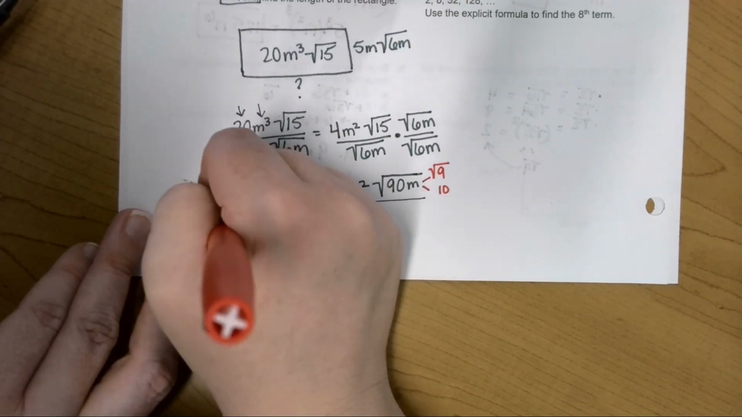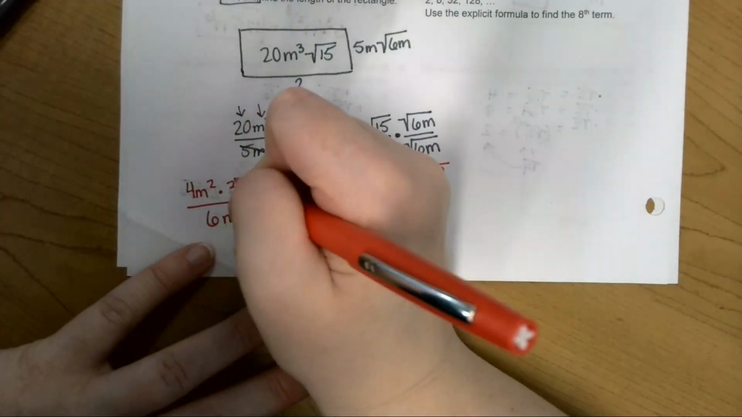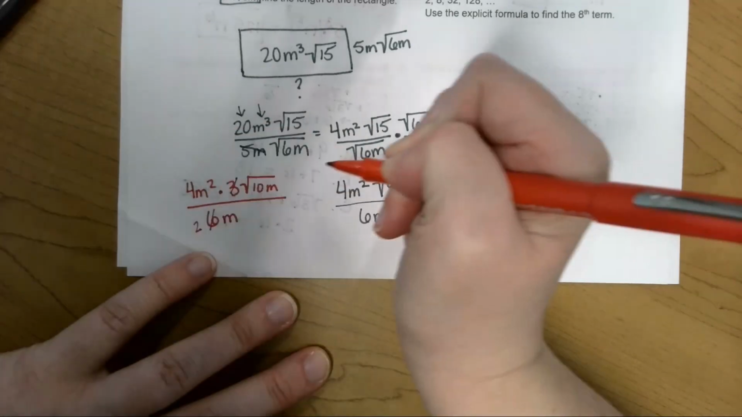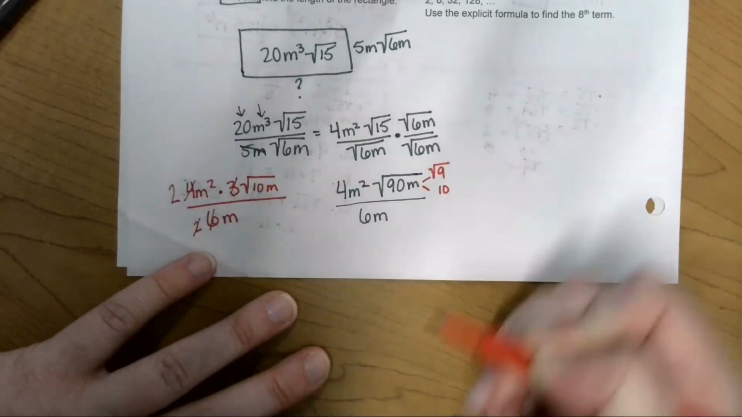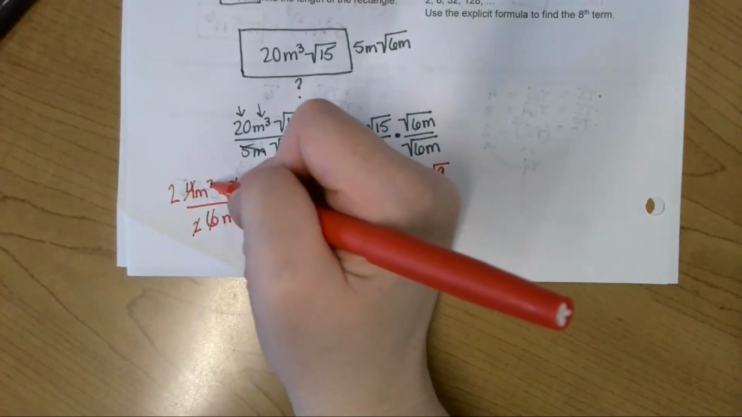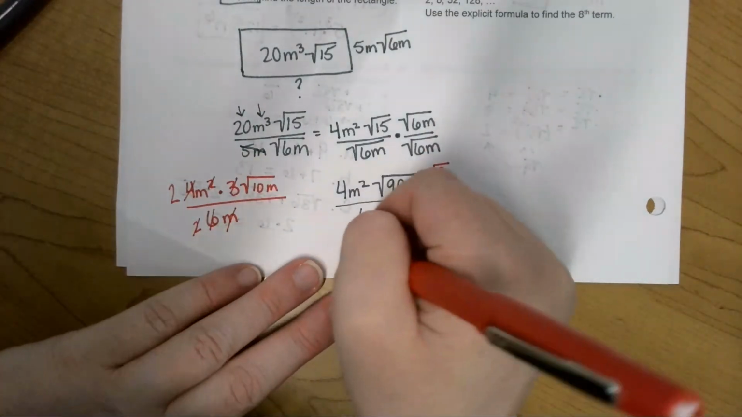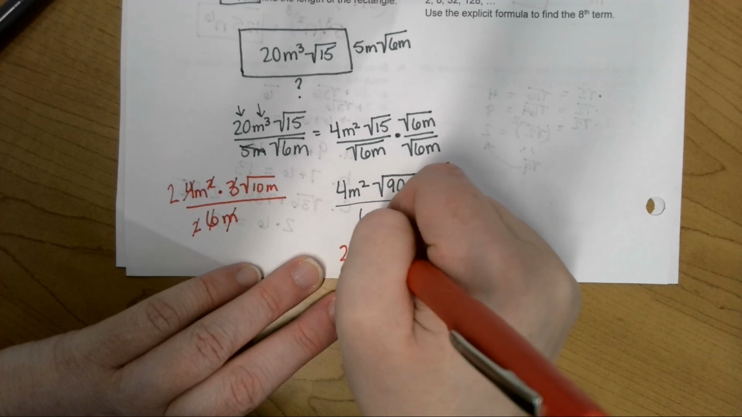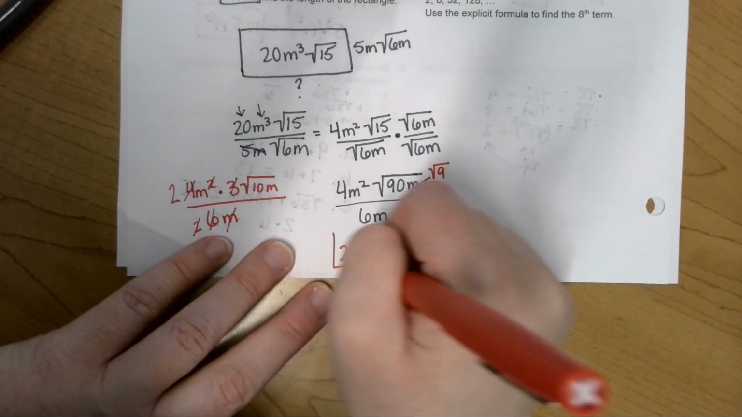over 6m. Okay, I can divide the 3 and the 6. The 3 will cancel, leaving 2. Then I can divide the 4 and the 2. This will be canceled, and I'm left with 2. And then m squared divided by m leaves me with just 1m. So this gives me 2m square root 10m as a final answer.